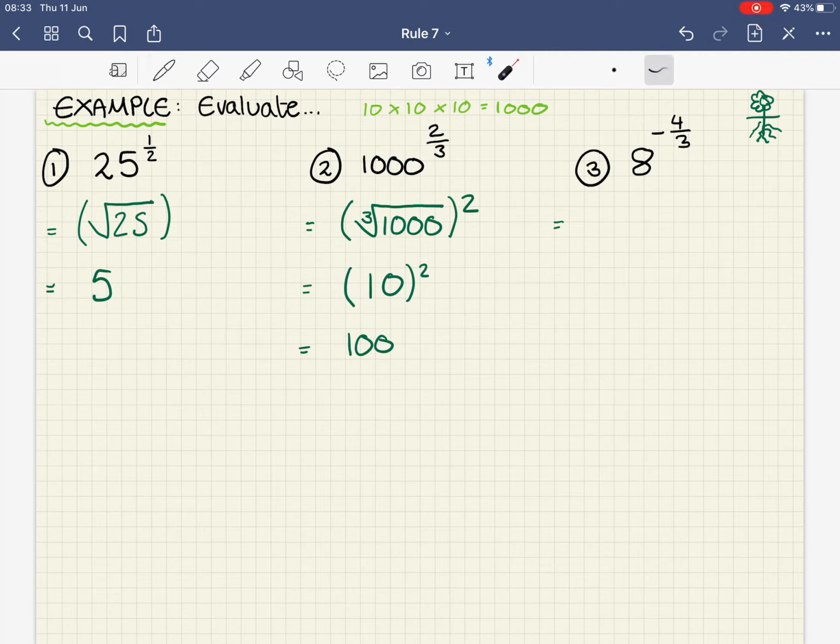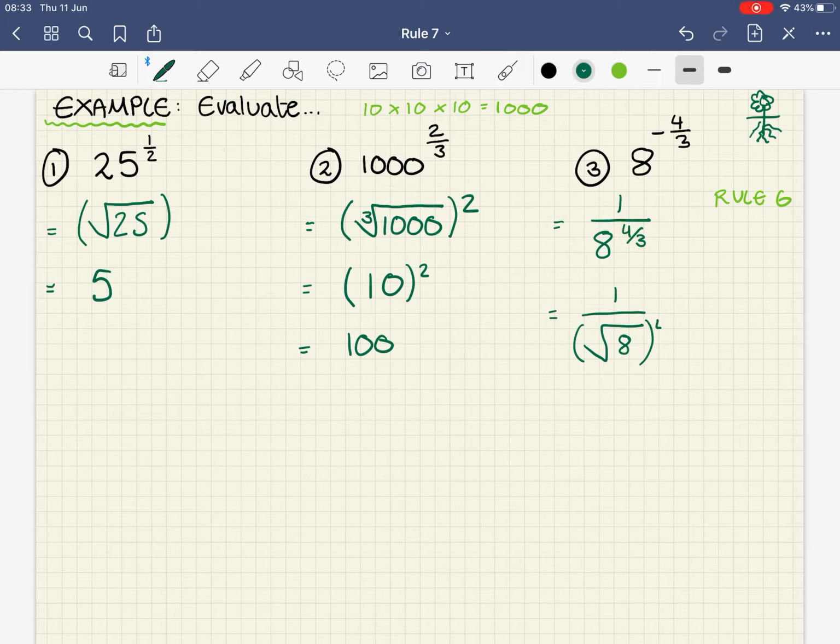Again, I've got that pesky negative in there. So I'm going to do my rule 6. So I'm going to flip it into that fraction. So I'm going to have 1 over 8 to the power of 4 over 3. And so then sorting it out, my flower is the power, so that means the 4 is going on the outside. My bottom is the root, so that 3 is going to go in here.